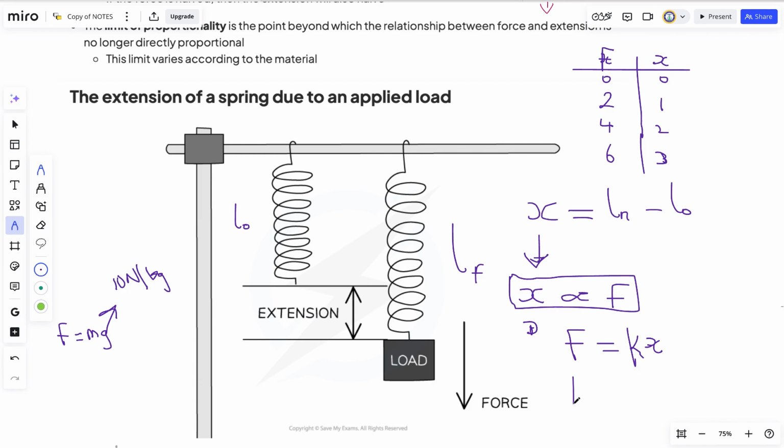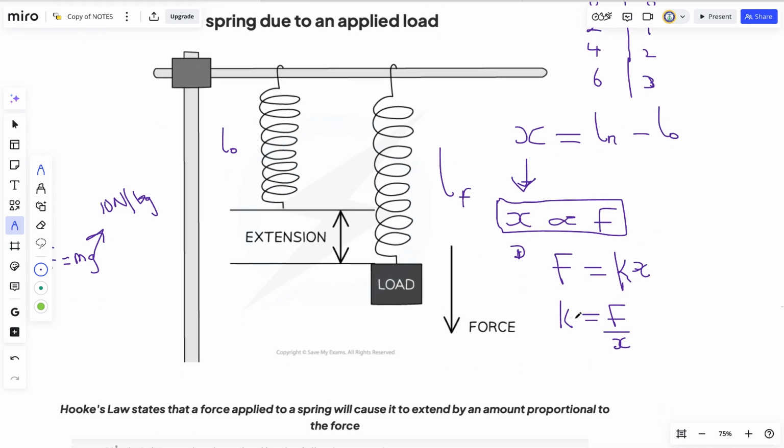Now, to find K, this K is a constant, right? Since it's a constant, it does not have one value depending on the object you are using. To find K, you make K the subject. K will be the force over the extension. You make K the subject of formula. This is algebraic mathematics. So K is equal to the force over the extension. So anytime we want to calculate the spring constant, we use this formula. And the unit of force is Newton, and the unit of extension is meter. So K is either Newton per meter or Newton per centimeter.